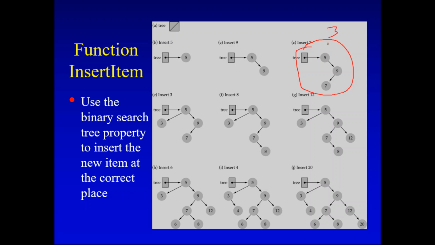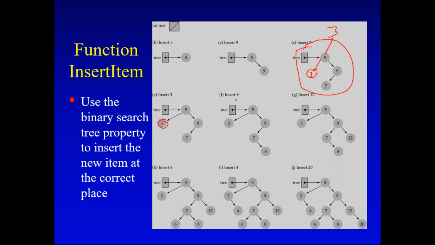Start with the root node. Is 3 less than 5 or greater than 5? 3 is less than 5. So where should you go? To the left. Is there anything left of 5? Nothing. There are no nodes to the left of 5. So just add 3 to the left of 5. That's it. So 3 comes here. This is the resultant tree, right?